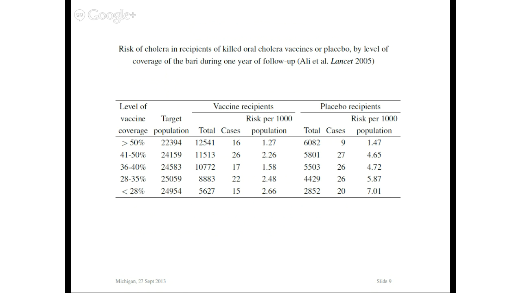This is incidence. So these are cases of cholera per 1,000 person years. So they followed everybody for 1 year.